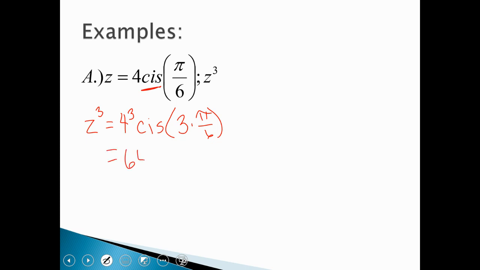4 to the third power is 64. 3 times pi over 6 is pi over 2. So since your original problem is in polar form, I'm going to leave my answer in polar form, and you're done. Not too bad. Make sure when you multiply, you might get answers that are over 2 pi. So if it is over 2 pi, you should find a coterminal angle that is between 0 and 2 pi.